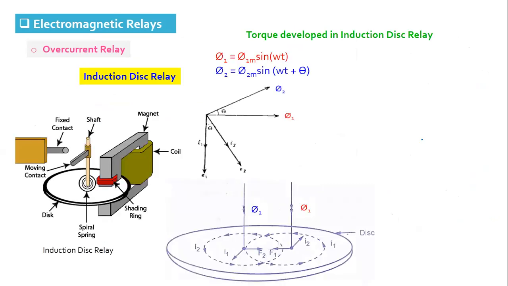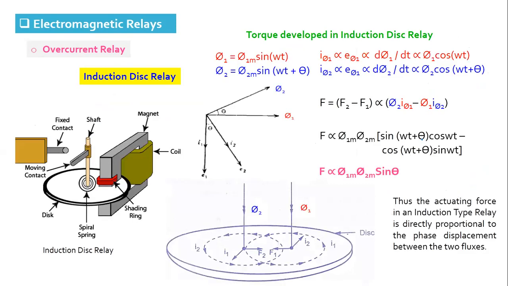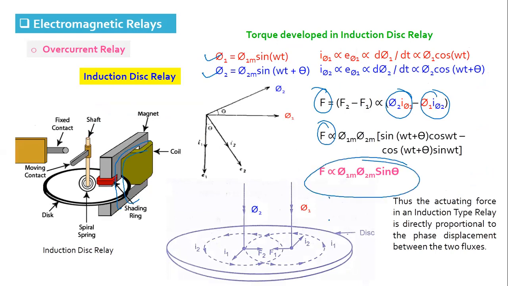So this is the torque equation. Both the fluxes developed in the core can be shown by these equations, and the interaction of the flux and current with each other will develop the force, and that force is phi 1 phi 2 sine theta, which will develop on the disk. When the force acting on the disk is more than the spring value, the disk will rotate and the moving contact will hit the fixed contact. Okay.